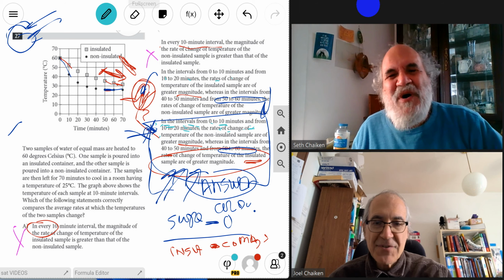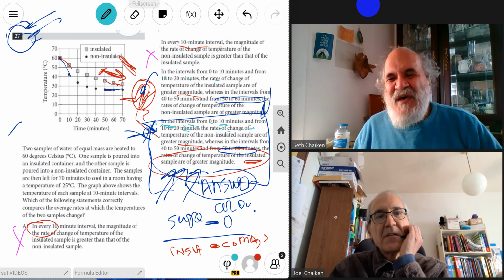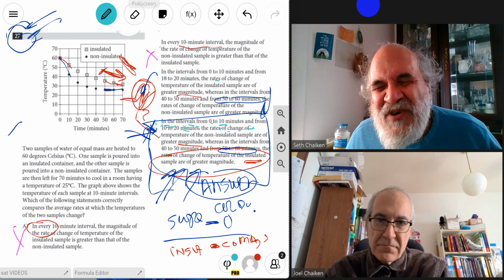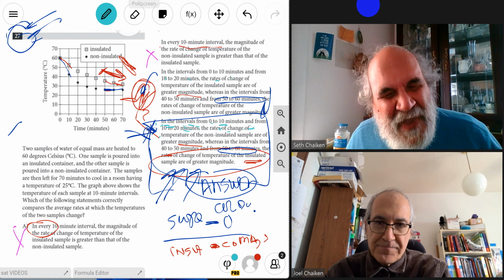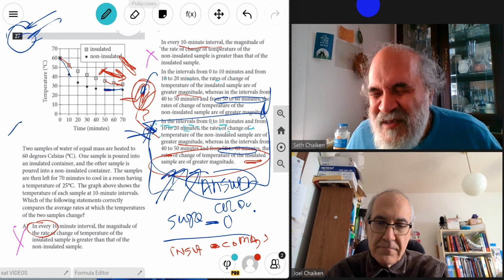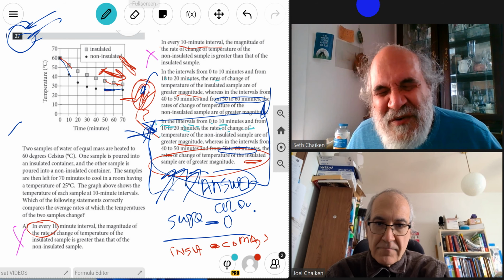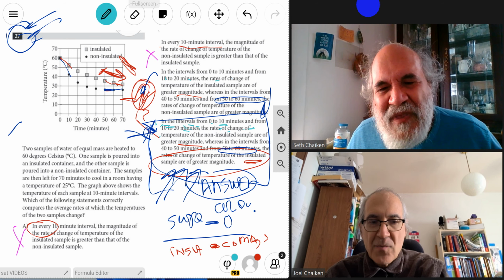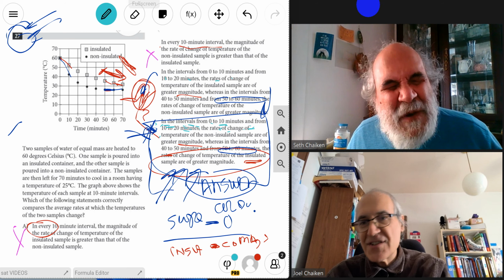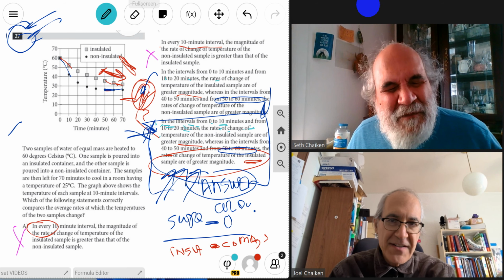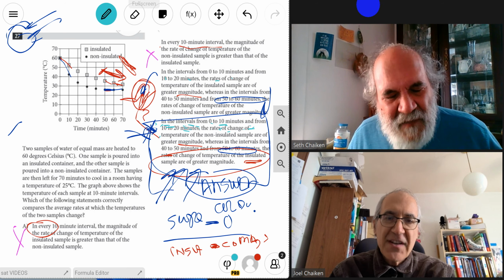But you have to read it carefully to connect the geometry on the graph with the idea of greater magnitude, with what's said in words. Right. Yeah, the key here is the slope. The rate of change is the slope. That is such an important overall concept. The rate of change of a graph is its slope.